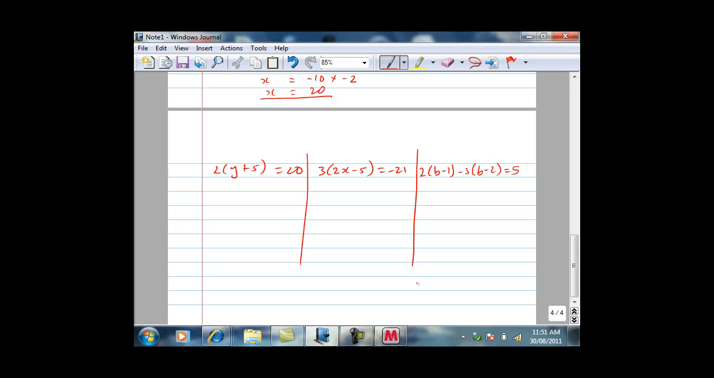Let's have a look at questions with brackets. All you need to do is expand the bracket. So we'll take 2 and multiply with y, and then we'll take 2 and multiply with 5. 2 times y is 2y. 2 times positive 5 is positive 10. And then I'll get rid of the 10.